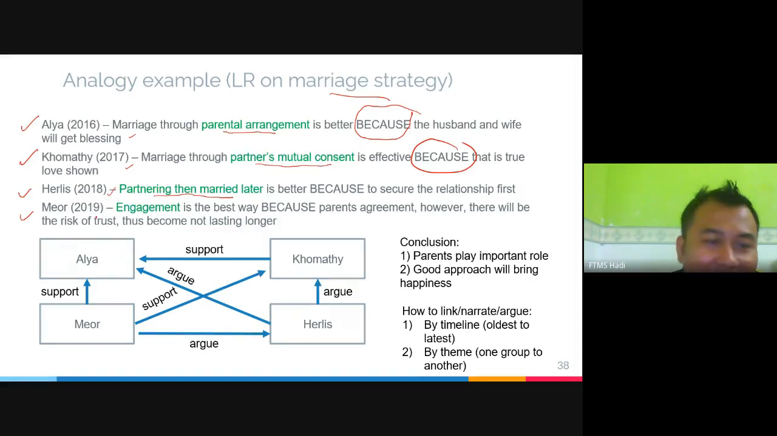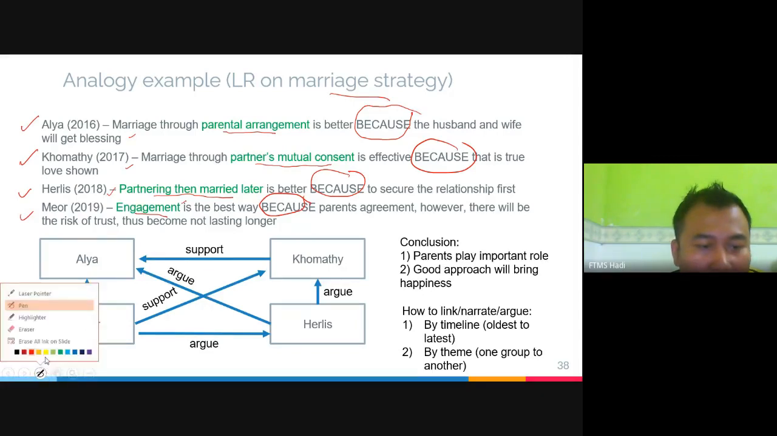And the last one, Mio, engagement. Engagement is the best way because of parents' agreement, however, there will be a risk of trust and it does not become long lasting. Engagement might be a good way, but the problem is that during the engagement there might be some disagreement between men and women. So you see, I put here because this is my finding. You see how I narrate this based on this.